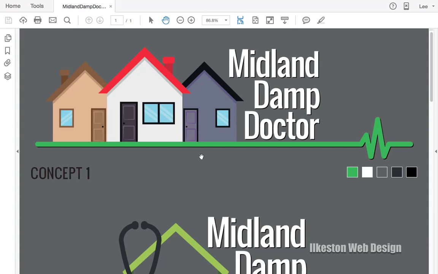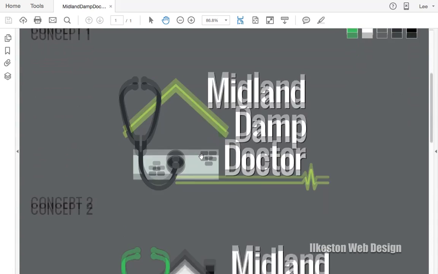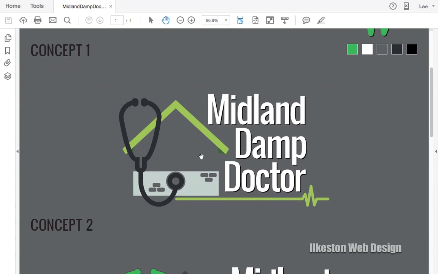So I guess when Tom and Gary go into a house that's got damp, you could say it's flatlining in a sense, and they give it the kiss of life and give it a pulse. Is that cheesy? I'm not sure. Maybe a little bit, but they restore a property to its proper health. So that's concept one.